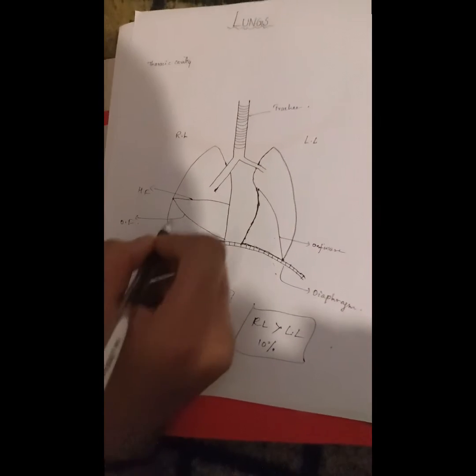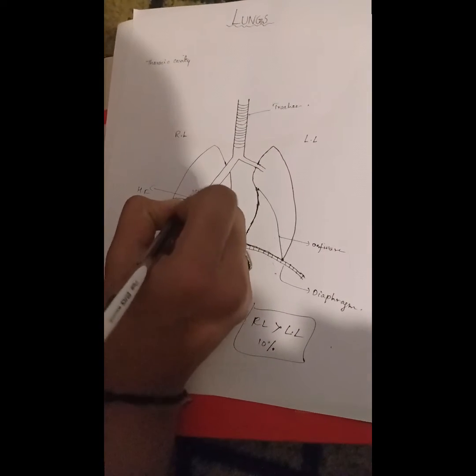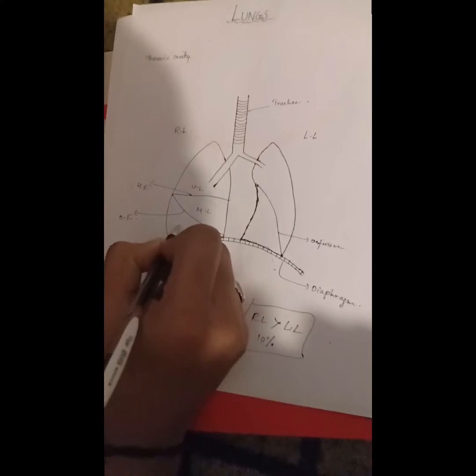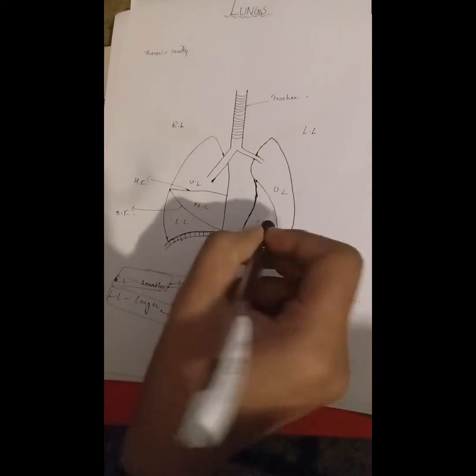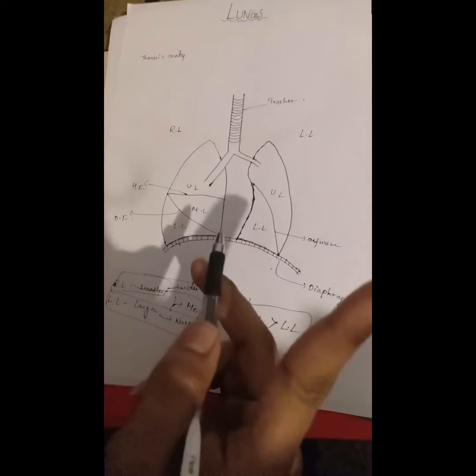The right lung is divided into three lobes: upper lobe, middle lobe, and lower lobe. The left lung has an upper lobe and a lower lobe, no middle lobe, because it has only one fissure, the oblique fissure.